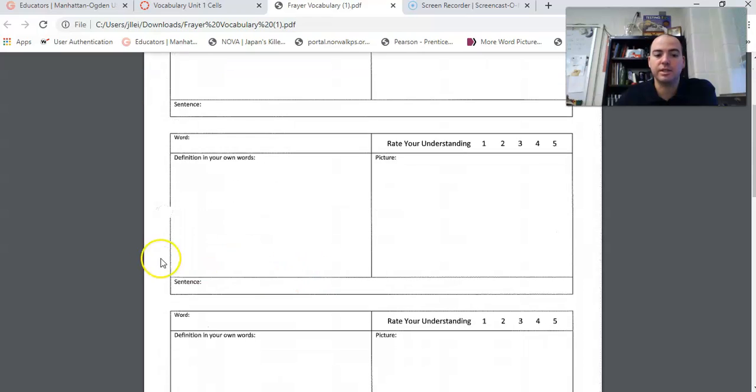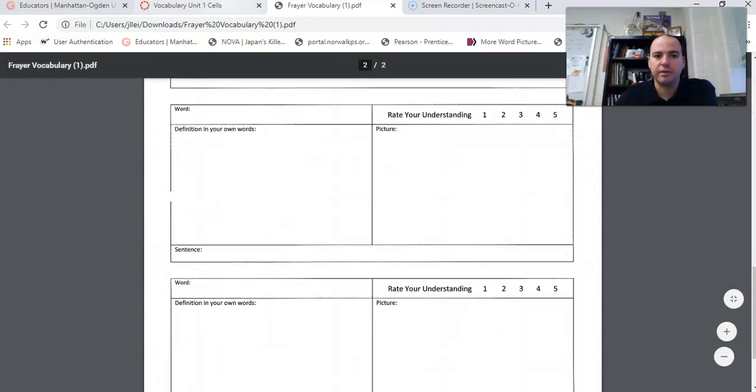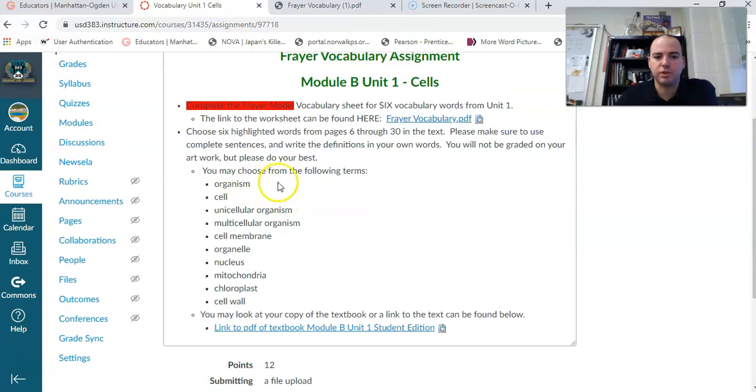Okay, so you're going to choose six different words. If you look at the words you can choose from, there are 10 words listed here. You can choose any six of those that you would like to do. You can find those words on pages 6 through 30 in your Module B textbook.